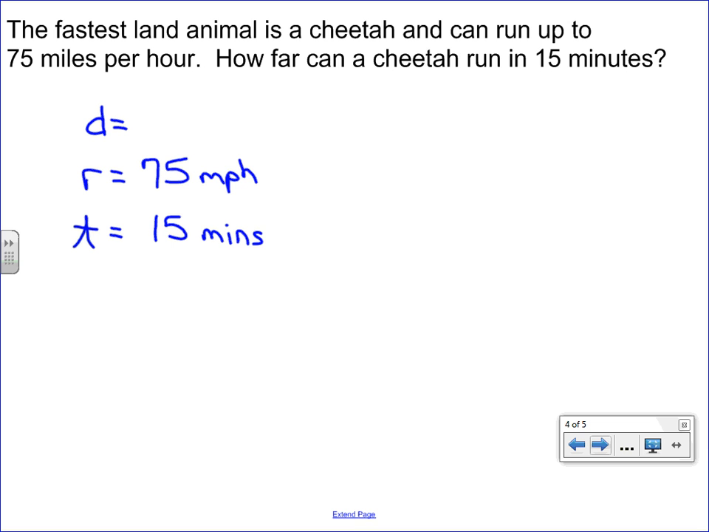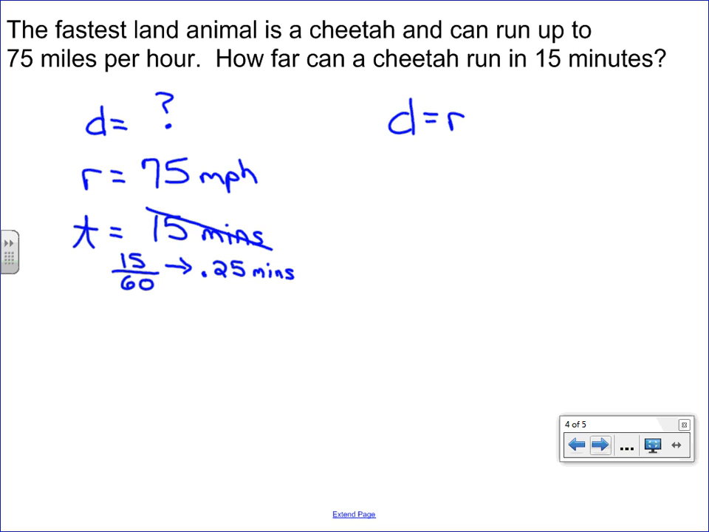Now, before we can actually go to our formula, we have to think about our units here. The rate is miles per hour, and the time is in minutes. And those two things do not match up. So you actually have to convert minutes into hours. So to do that, you just take 15 minutes divided by 60 minutes, because that's how many minutes are in an hour. And you'll find out that you're left with 0.25. You could also just look at a clock, and you know that 15 minutes is a quarter of an hour. So a quarter would reduce to 0.25 as a decimal as well. So either way. Now you can go ahead and plug everything into the formula.